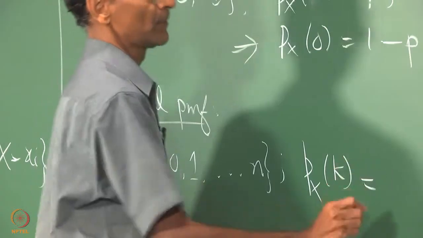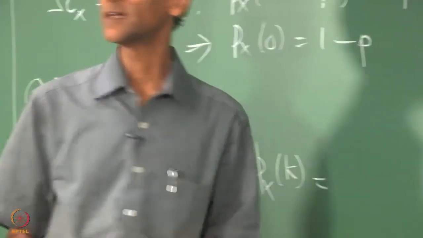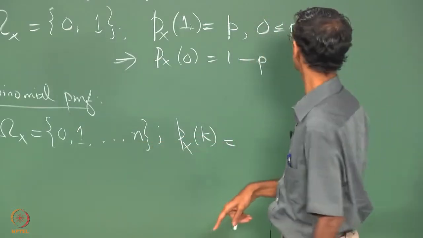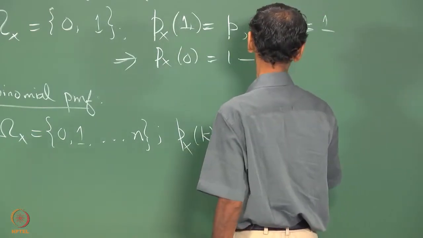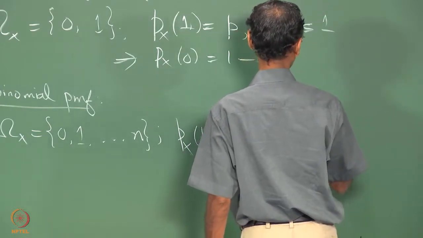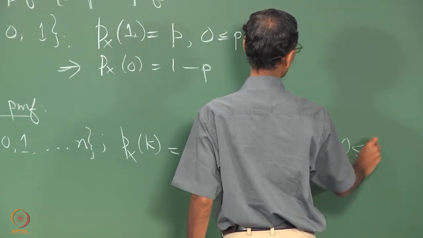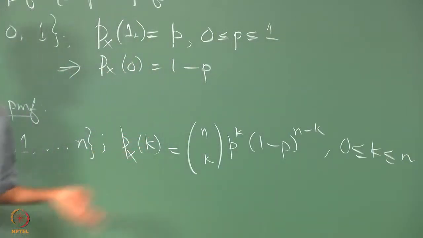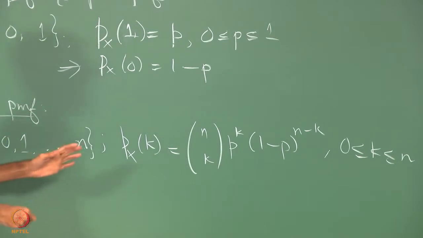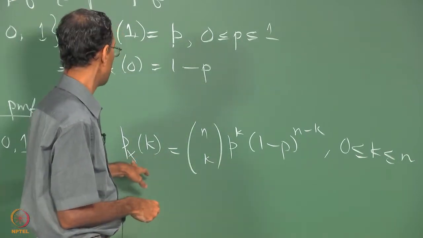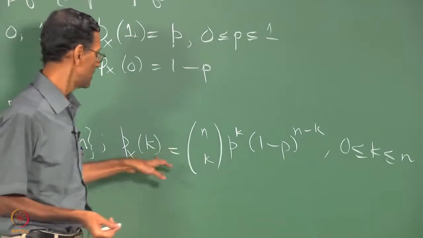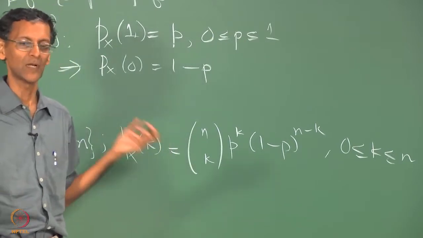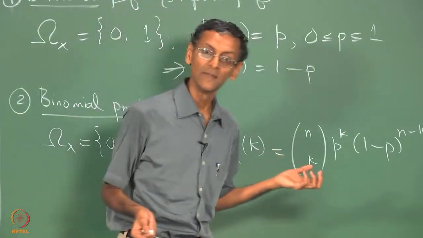And what is P_X of k? For any integer k between 0 and n, it is n choose k, p to the power k, 1 minus p to the power n minus k. This is valid for k from 0 to n. We have already seen this model, derived it in the context of k successes in n trials, except now we are giving that number of successes a name, X. Now you can directly say what X stands for: the number of successes.